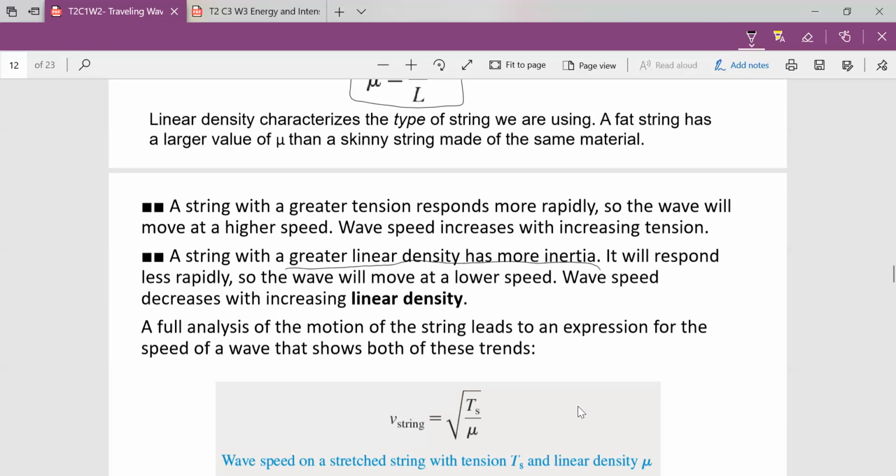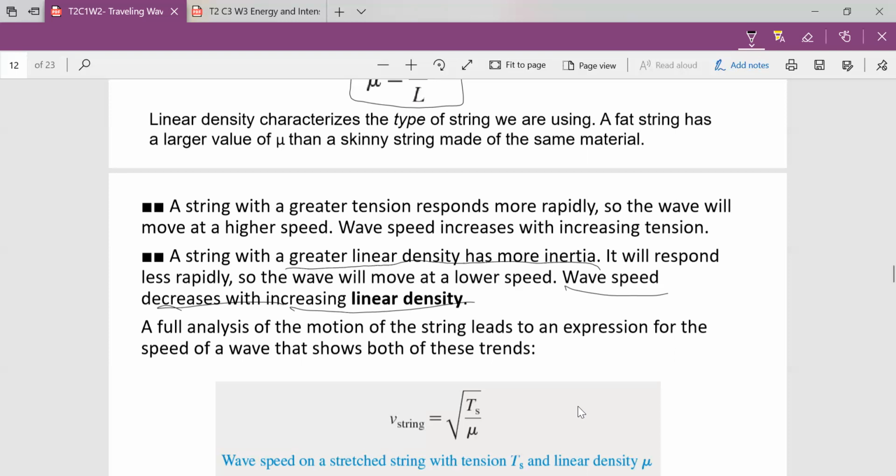Okay, so wave speed decreases with increase in linear density. If the linear density is high, the speed is low. If the linear density is low, the speed will be high.